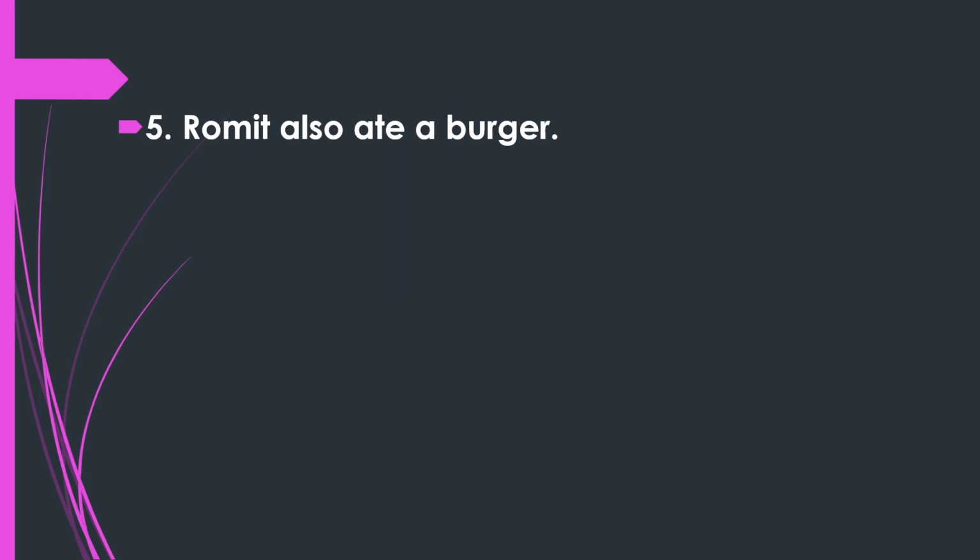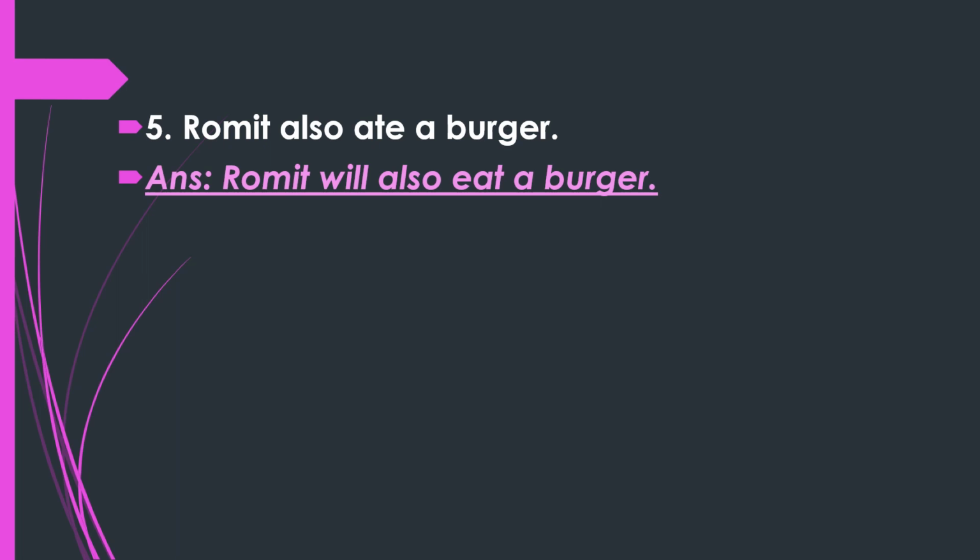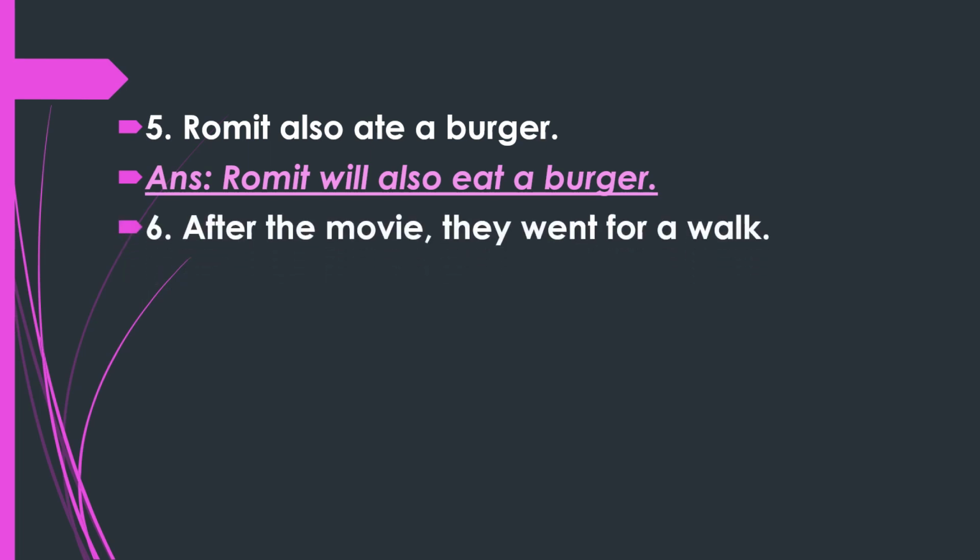Number 5 is Romit also ate a burger. Here, ate is in the past tense. So when we change it to future tense, it becomes Romit will also eat a burger. Here, ate becomes will also eat.